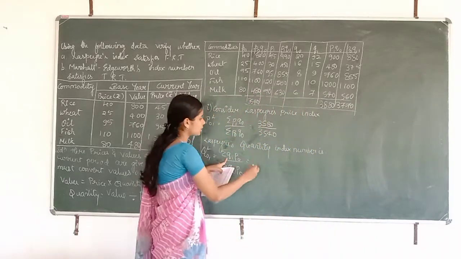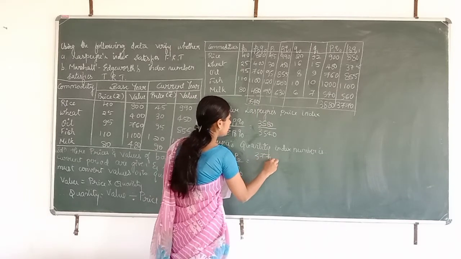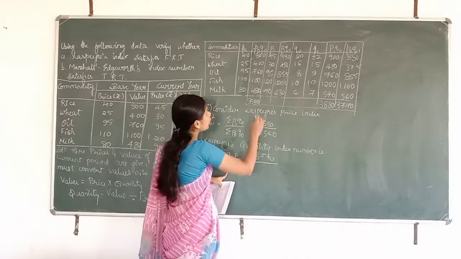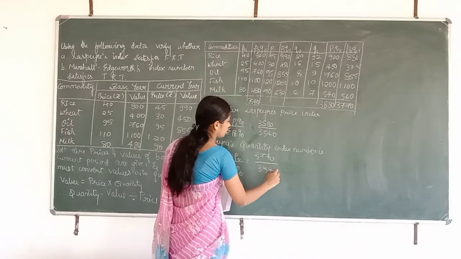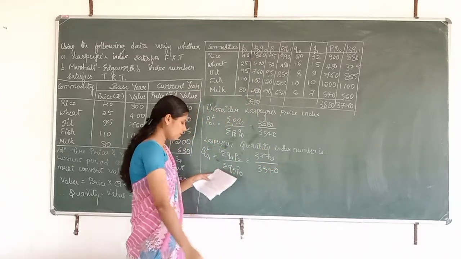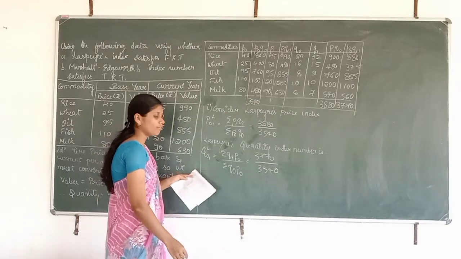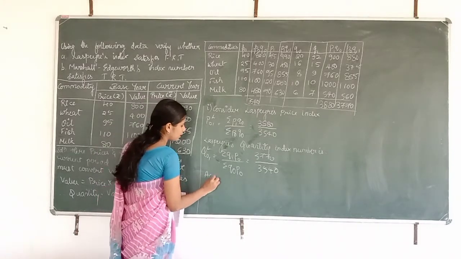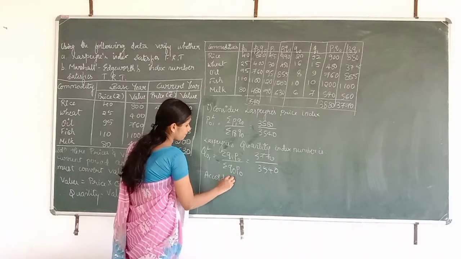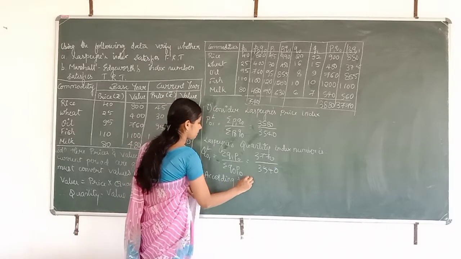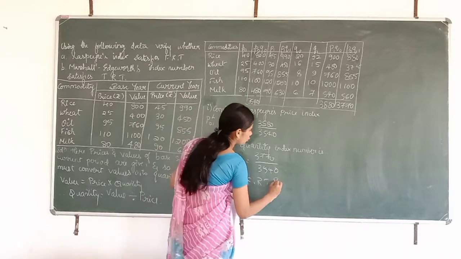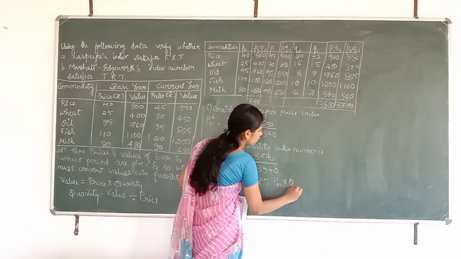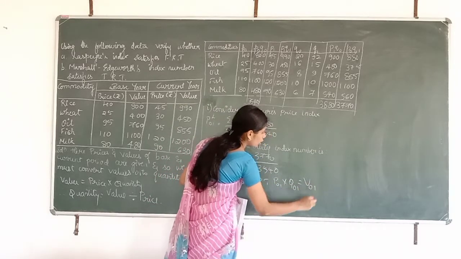Q1 P0 is 3770 divided by Q0 P0. Q0 P0 is 3540. No need to simplify. Now we are going to write the condition of FRT. According to FRT, what is the condition? P01 into Q01 must be equal to V01.